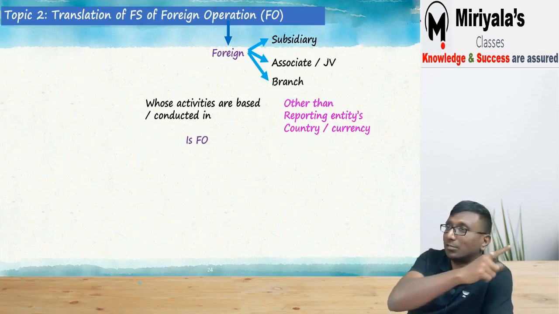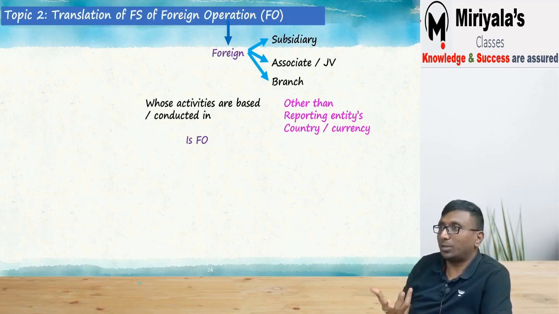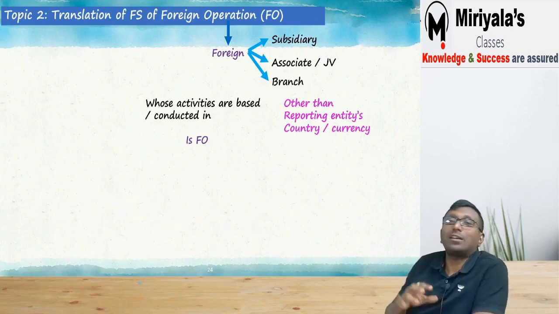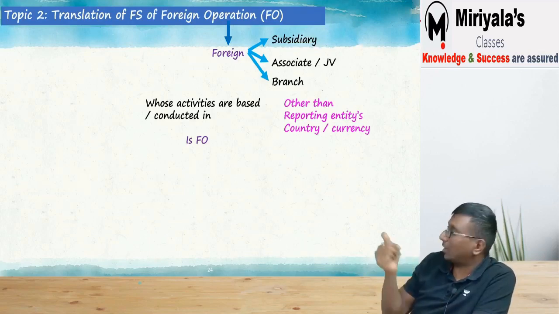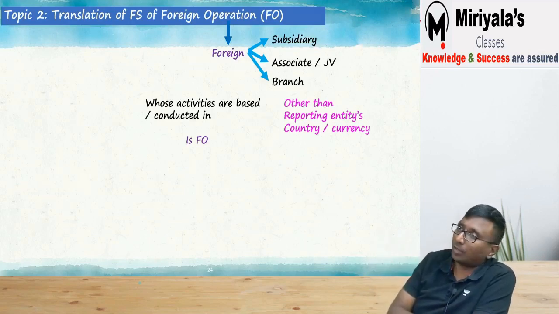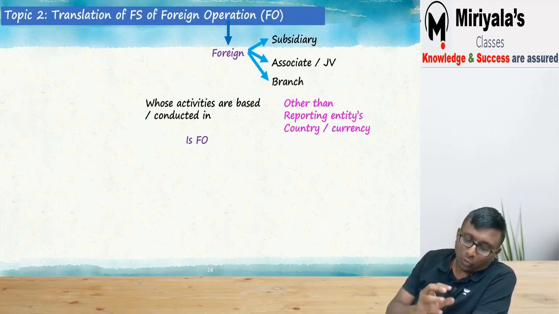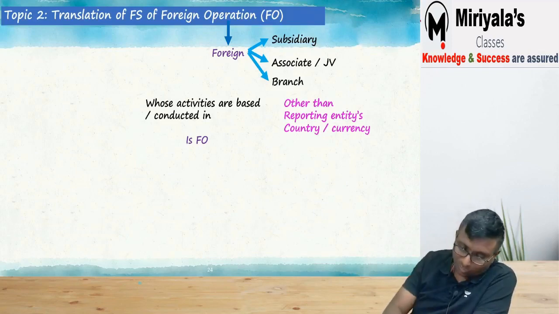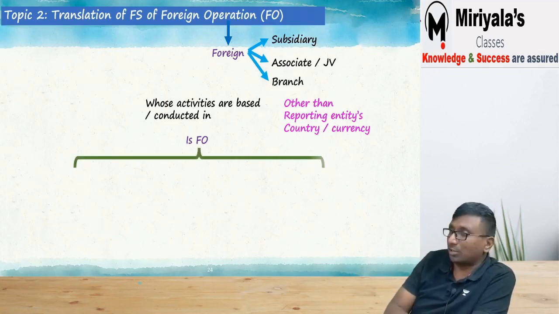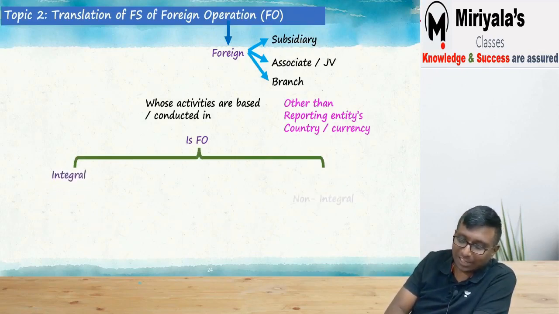The dollars are theirs, and I am maintaining in rupees. Then you have to convert that into, obviously, rupees. How to convert? We are going to look into it. Now look at the foreign operation, whose activities are based or conducted in a country other than the reporting entity's country, other than the reporting currency, whatever it is. First question: is the foreign operation integral or non-integral?